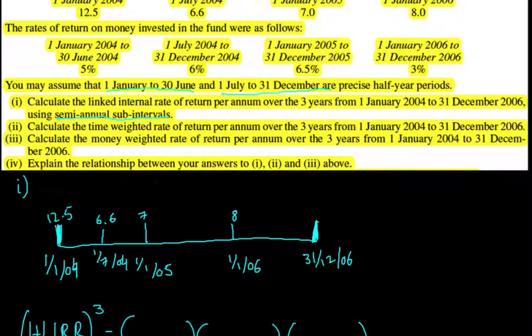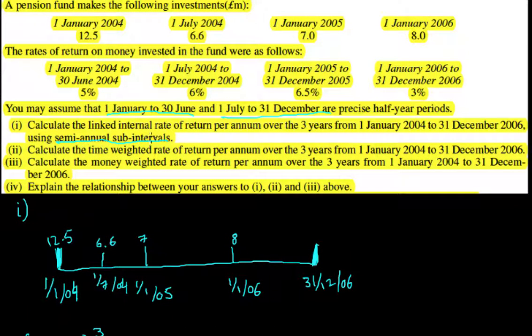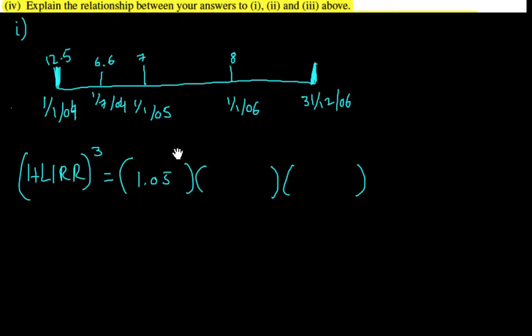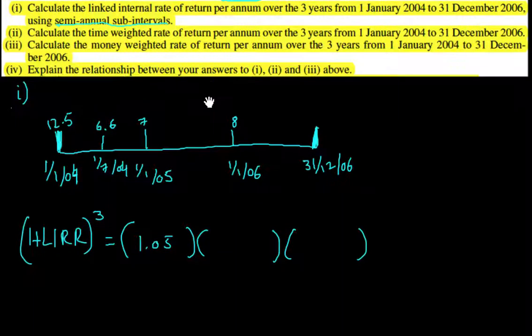So for the first sub-interval, which is the first half of the year, we know that we're getting 5% return. So we can write that one in, 1.05. For the next half of the year, we get 6% return, so we can write that one in, 1.06.